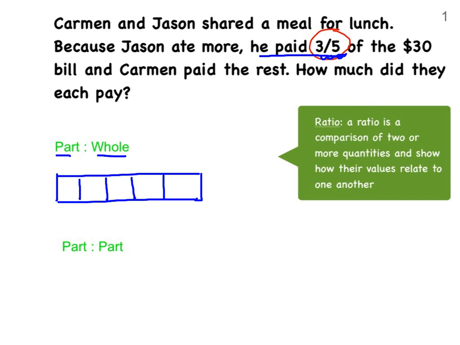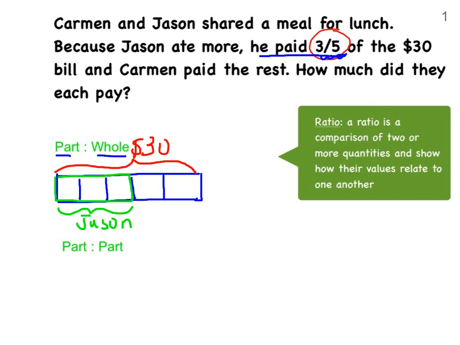Okay. Now we know that Jason paid 3/5 of the bill, so his portion is represented here. And the entire bill was $30, so we can show that all 5 parts are equal to $30. All right, so that's fine, that's good. But remember, our goal is to figure out the amounts that both Jason and Carmen paid. And if we can figure out how those relate to one another, we can solve this problem.